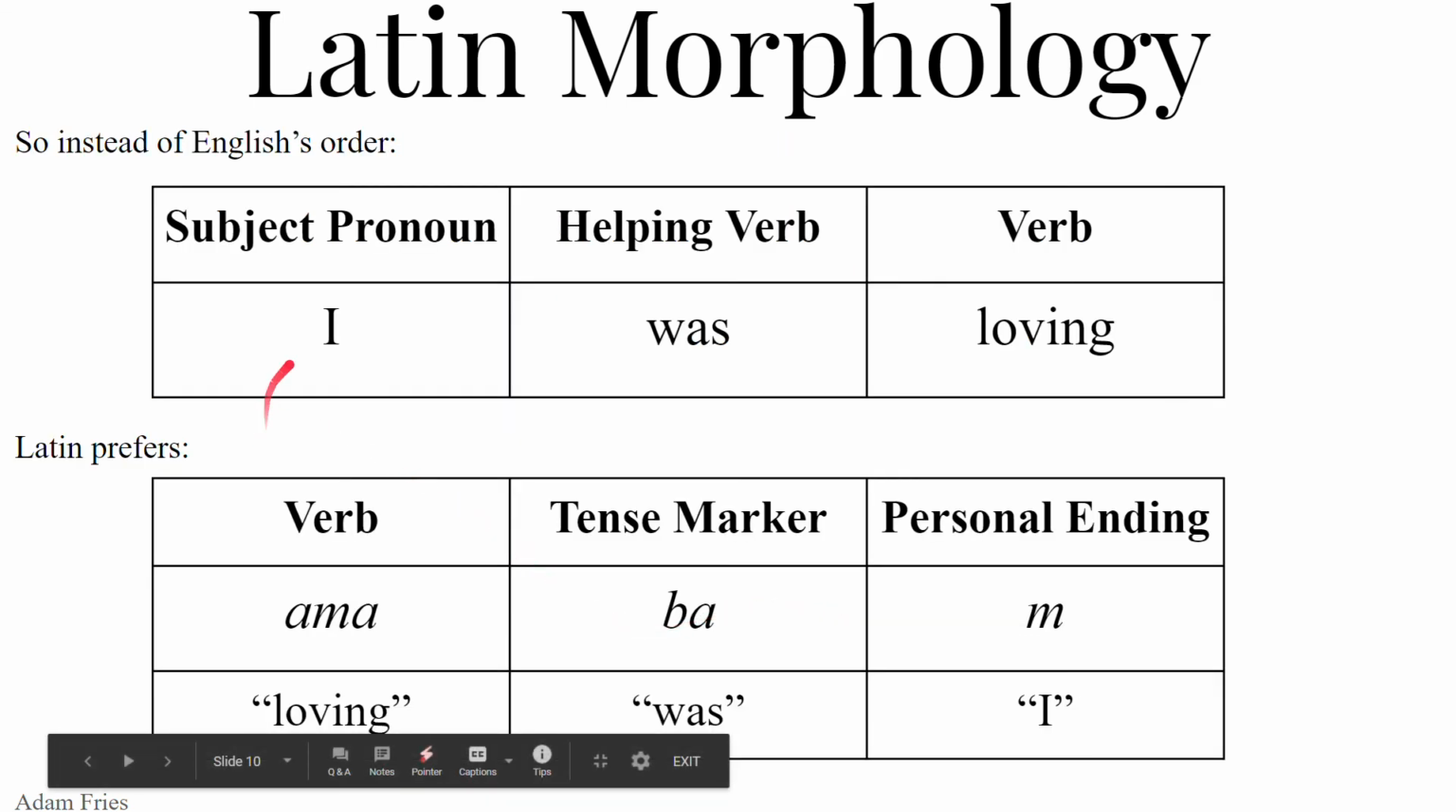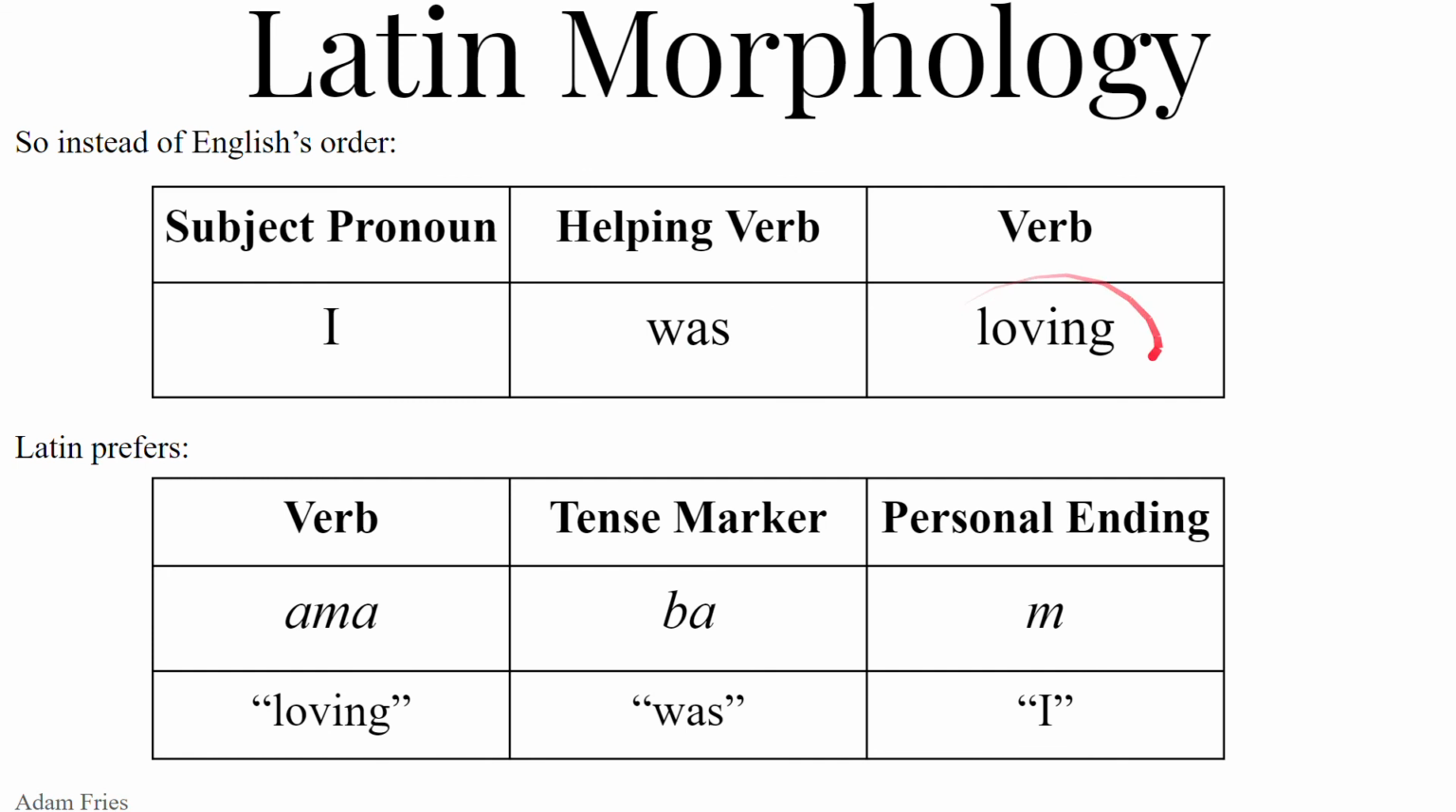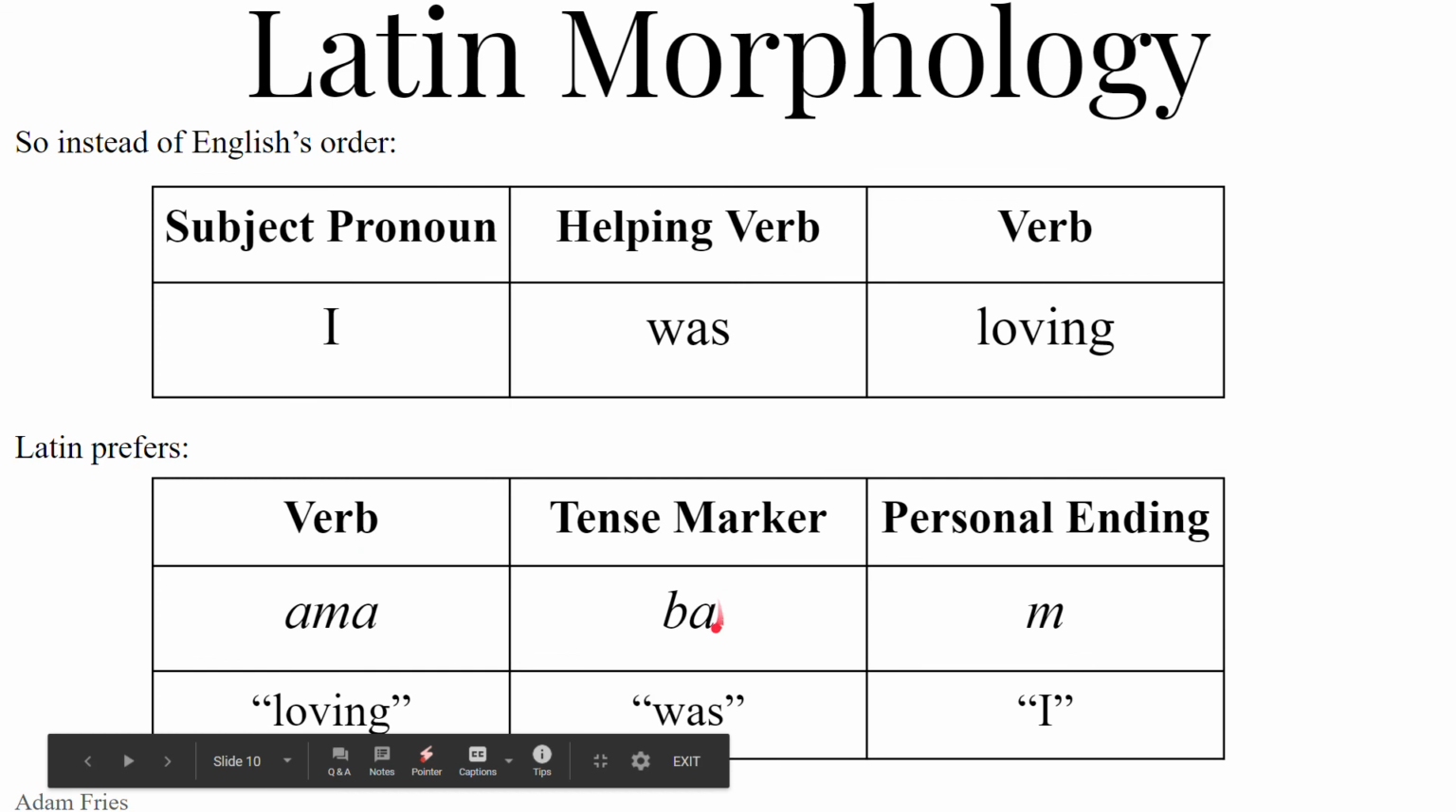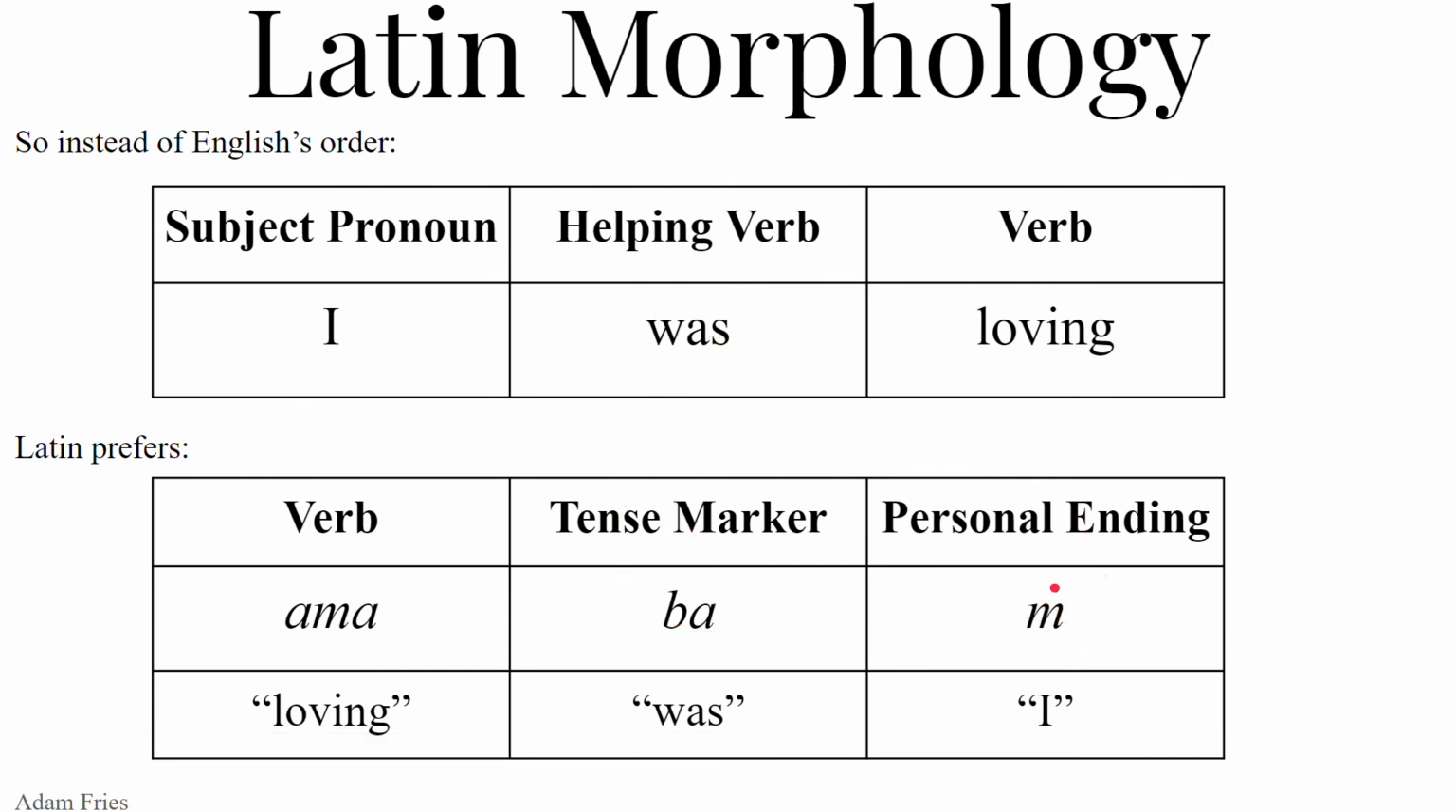So instead of English's usual word order, where we had the subject pronoun I, the helping verb was or were, and then the verb, the participial form loving, Latin actually prefers it, from our view, backwards. We prefer the verb idea, the ama, the loving part, the tense marker ba, which is somewhat equivalent to our helping verb was, and then the personal ending tells us the person, first or second or third, and then the number, singular or plural, who's doing the action. Loving was I. I was loving.